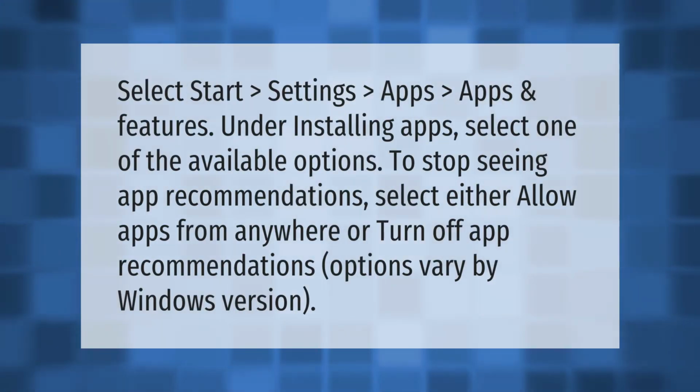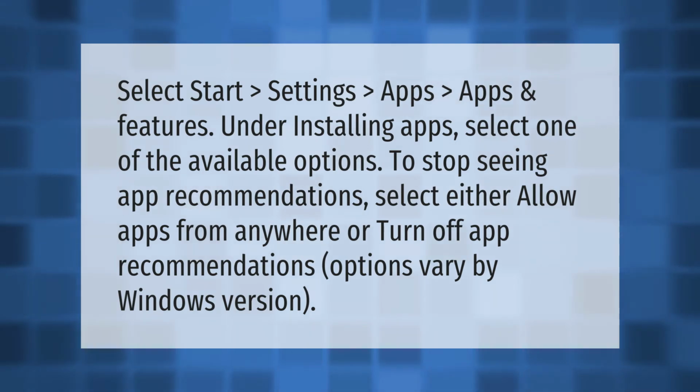Select Start Settings, Apps, and Features. Under Installing Apps, select one of the available options. To stop seeing app recommendations, select either Allow apps from anywhere or Turn off app recommendations. Options vary by Windows version.